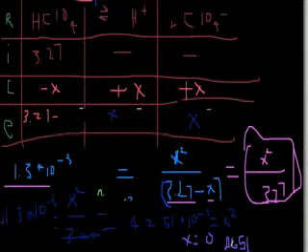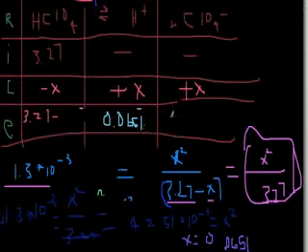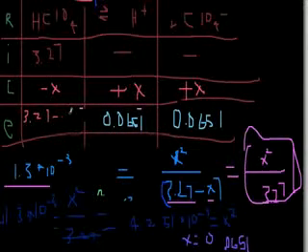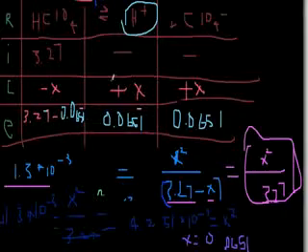Now, what you have to do is plug this into your ICE chart. So x here is equal to 0.0651, and this x is also 0.0651, and this is equal to 3.27 minus 0.0651. Now you have your hydronium concentration at equilibrium, which is 0.0651.